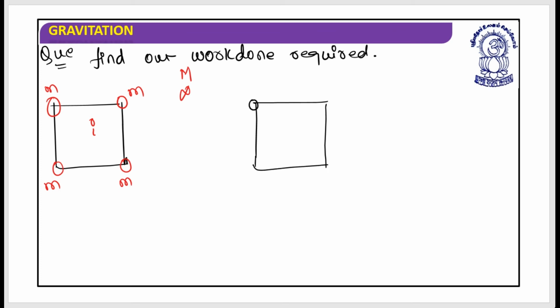Now the situation will come where these four masses remain at the same locations, each M, but this fifth one should be at the center of the square. The dimension of the square is a by a. You need to find the work done for this. How will you do this? What shall we do?